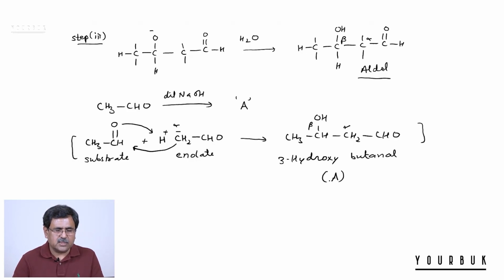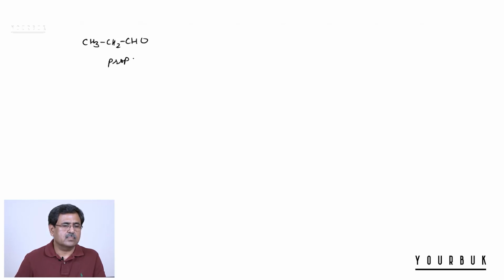Now, when this aldol condensation takes place between two same aldehydes or two same ketones, then it's called self aldol condensation. So this is an example of a self aldol condensation, but do all these things like substrate, enolate in your rough work. And write this final product 3-hydroxybutanal as compound A. Now, second example is this. This is called propanal. Now we are reacting this compound with dilute NaOH.